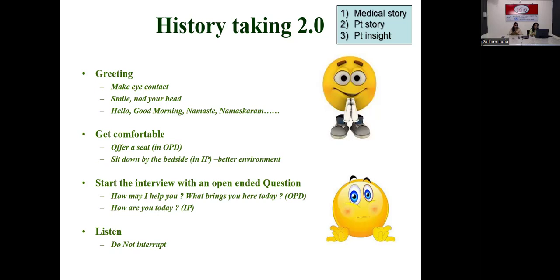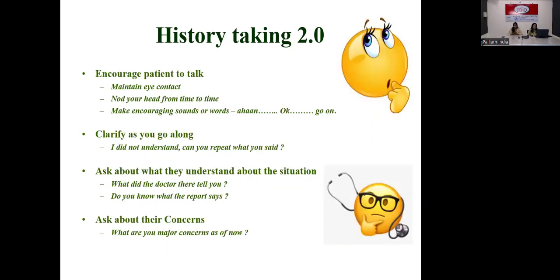and encourage the patient to talk, maintain eye contact throughout, give slight gestures, nod your head. Make sure that you're not taking files in between, reading those files, keeping them aside, or taking a phone call in between, which gives them a very bad idea that, see, I'm very busy, I don't have time for you.